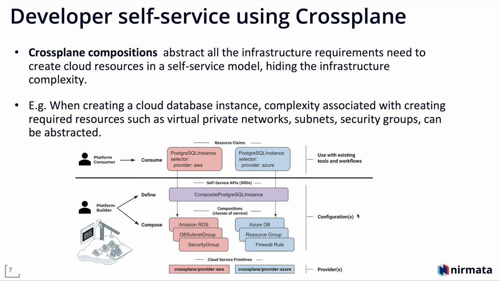So for enabling developer self-service using Crossplane, the way it's typically done is by creating Crossplane compositions to abstract all the infrastructure requirements that are needed to provision a particular service or a particular kind of resource in the cloud, right?